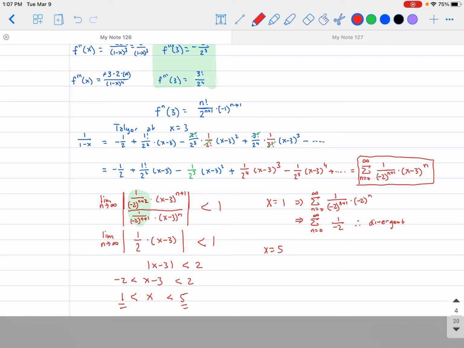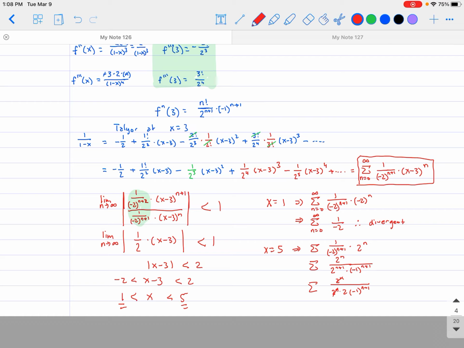Whereas when x is equal to 5, then we get the summation of 1 over -2 to the n plus 1 multiplied by 2 to the n. And let's see, in this case, we can rewrite this just to make our life a little bit easier. Let's write the bottom part as 2 to the n plus 1 multiplied by -1 to the n plus 1. So then that way we can isolate and see what gets canceled. The 2 to the n on top and the 2 to the n on the bottom cancel out, leaving you with just a 2. And then we have -1 to the power of n plus 1 over here.